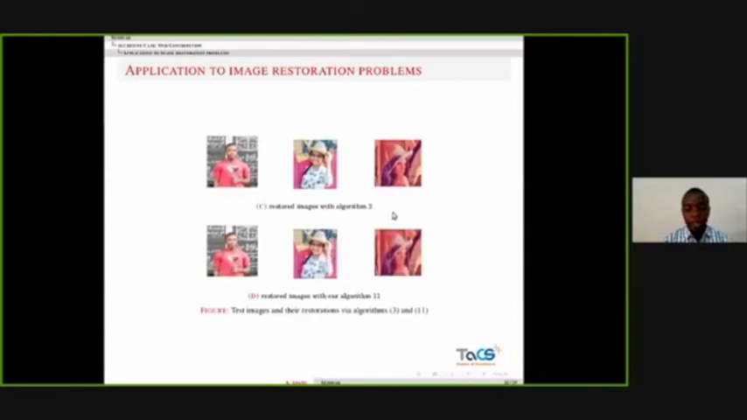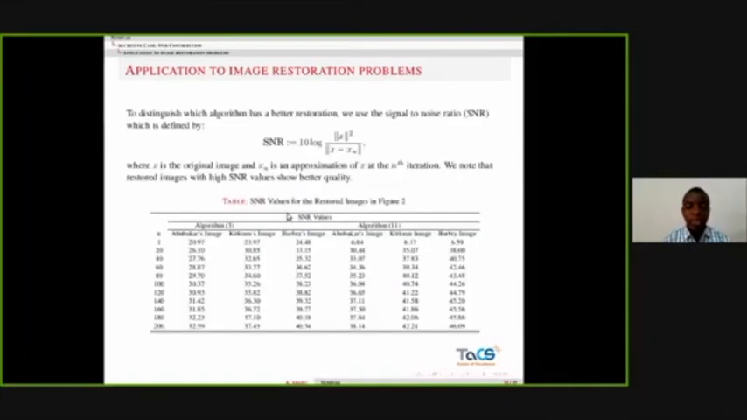These are the restored images using algorithm 3 of Wang et al. itself and our proposed algorithm 11. One can see from the restored images that the images restored using our proposed algorithm 11 are better than those obtained using algorithm 3 of Wang et al. However, if someone has color blindness, there is a tool which we use to measure the quality of the restored image. That tool is what we call the SNR, that is signal to noise ratio. The higher the SNR value for a restored image, the better the restoration.